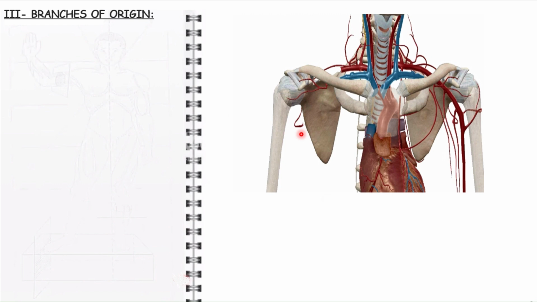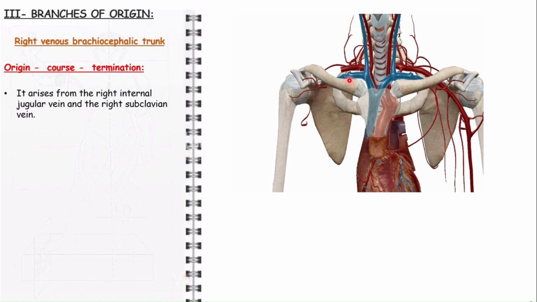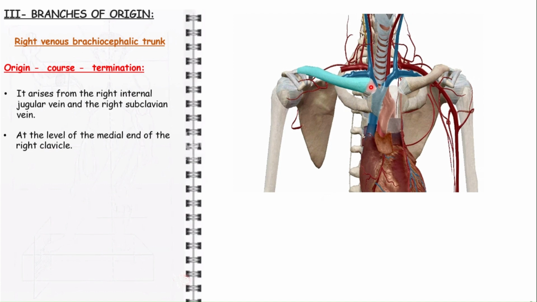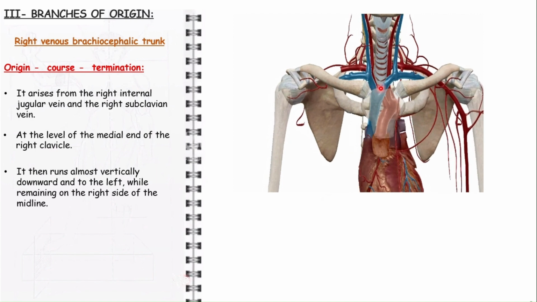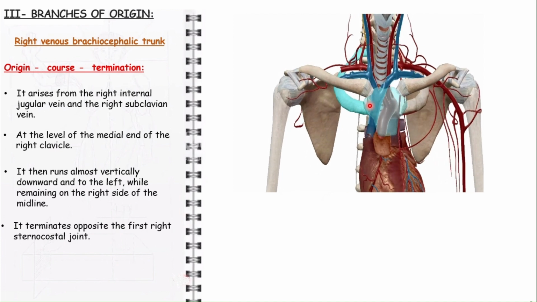Starting with the right venous brachiocephalic trunk. It arises from the right internal jugular vein and the right subclavian vein at the level of the medial end of the right clavicle. It then runs almost vertically downward and to the left while remaining on the right side of the midline, and it terminates opposite the first right sternocostal joint.